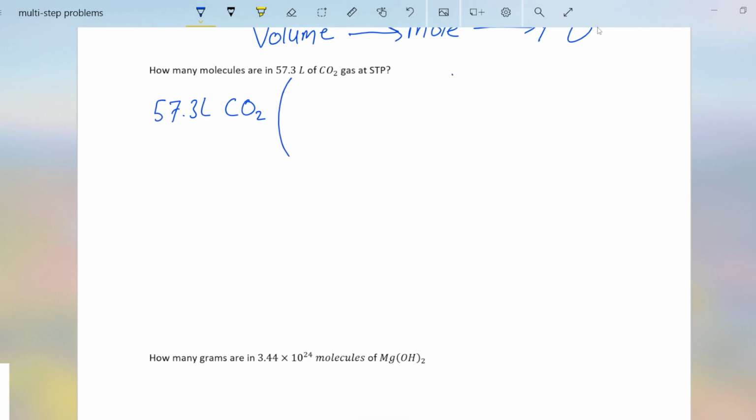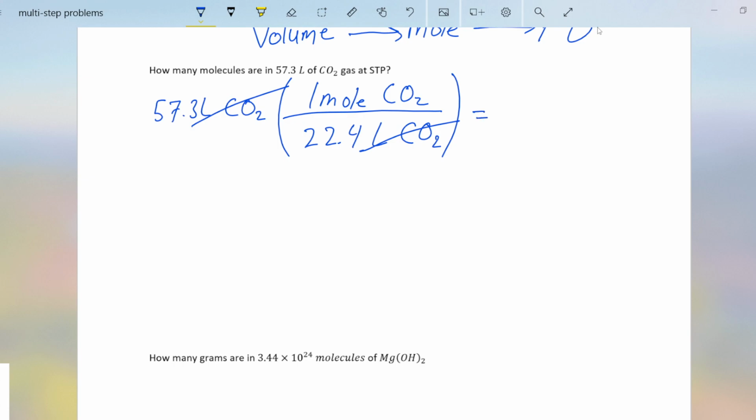So I have my first boat, and I have 57.3 liters of CO2, and we are going from volume to Mole Island, so moles go on top. I will put 1 mole of CO2, and down below I will put 22.4 liters CO2. So my liters of CO2 will cancel, and I am left with 57.3 divided by 22.4, and my answer ends up being 2.56 moles of CO2.